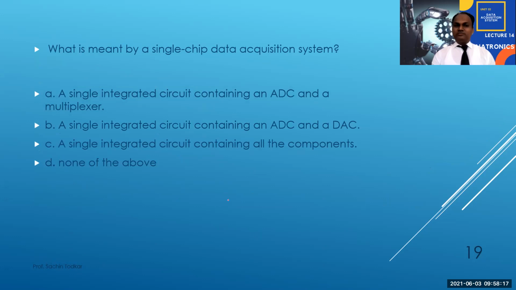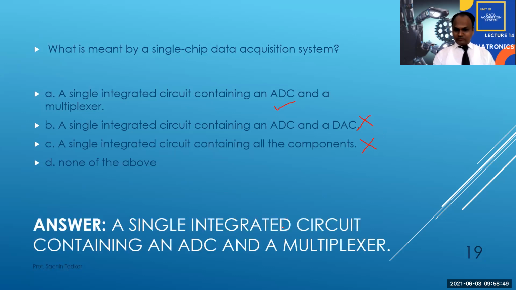Maybe if we are from a mechanical background, we don't know the electronic parts, but maybe somebody will say that if ADC and DAC are in one chip, then it is the answer, but it is wrong. All the components cannot be in a single chip, but ADC and multiplexer, this is your answer. If they are integrated in one chip, then we can call it a single chip data acquisition system. So this is the answer. ADC and multiplexer will be in one chip.